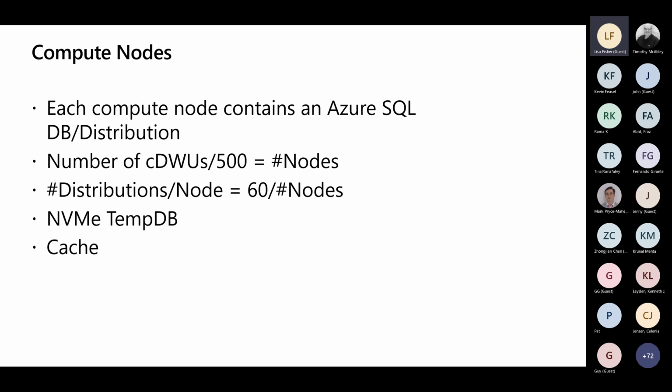The other thing that we have on each compute node is an NVMe tempdb, and each one has its own cache. If you're using an Azure Synapse SQL pool, you're expecting a certain level of performance. That's why you came here, because you need a high performing data warehouse. And so having tempdb on NVMe storage is really beneficial. And then each node has its own cache as well.